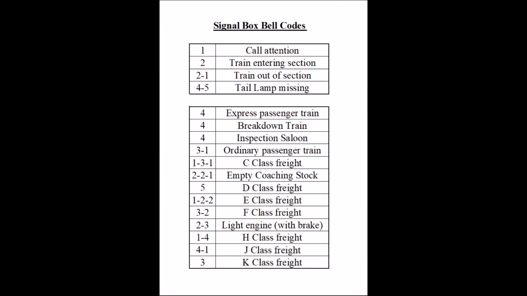The one you probably do need is the one that's at the top there, 4-5, tail lamp missing. It was important when the train arrived in the section that the signalman looked at the back of the train and saw that it had a tail lamp. That told him that the train was complete. Now, if that train didn't have or wasn't showing a tail lamp, there was a chance that some of it was still lost in a section somewhere. So he would send back that 4-5 signal to the previous signal box saying the tail lamp is missing, there is something wrong. And that's something which perhaps might come in handy for us on our model railway.